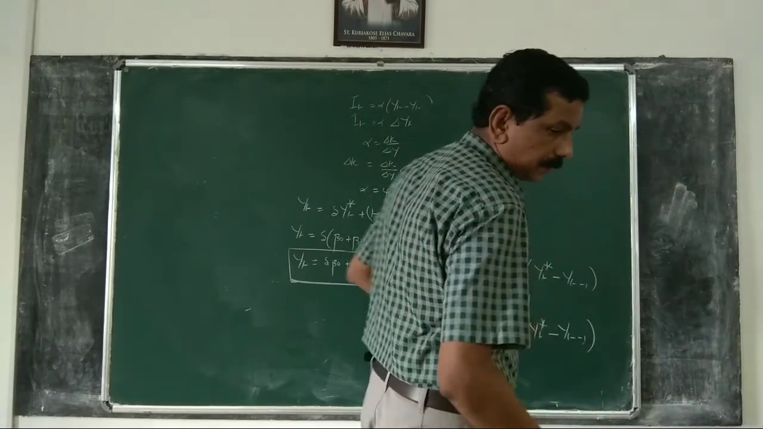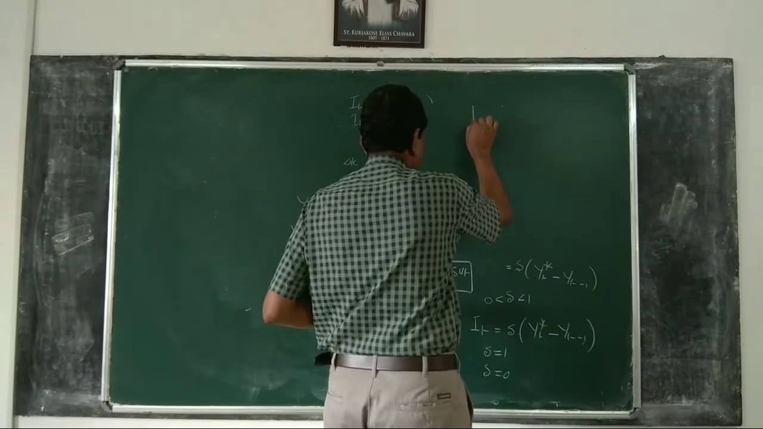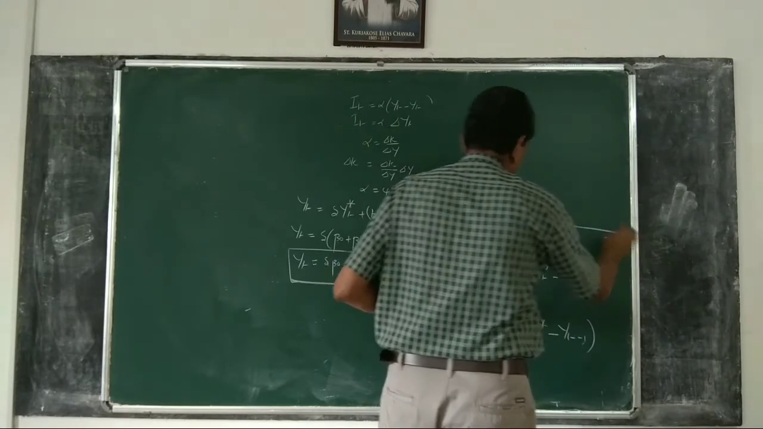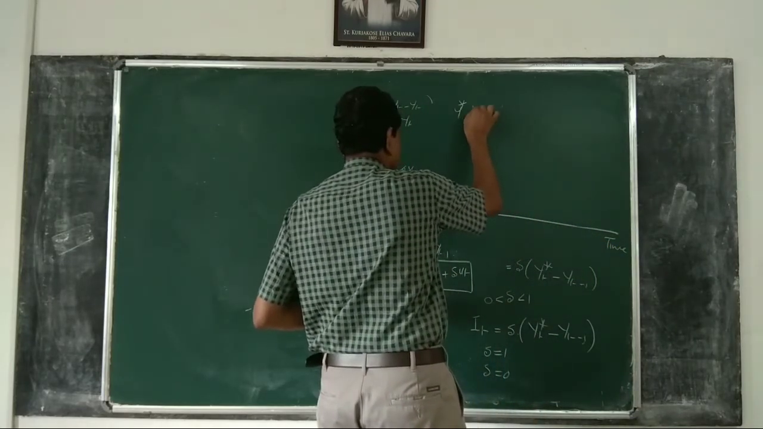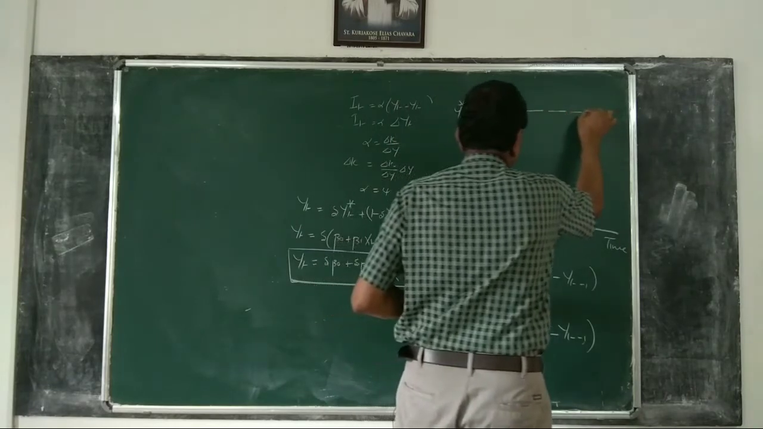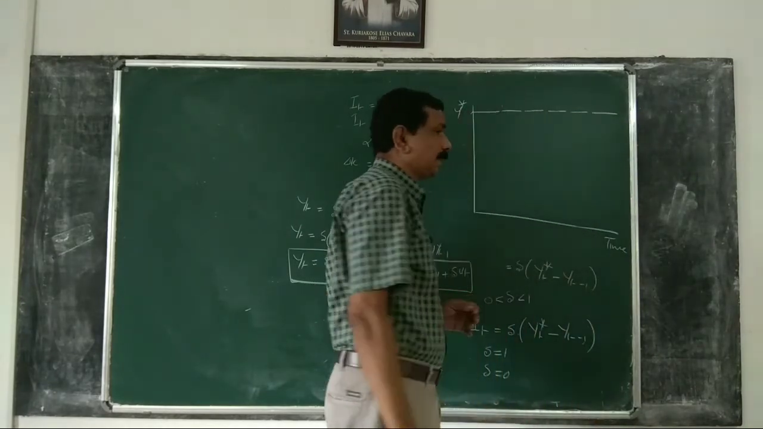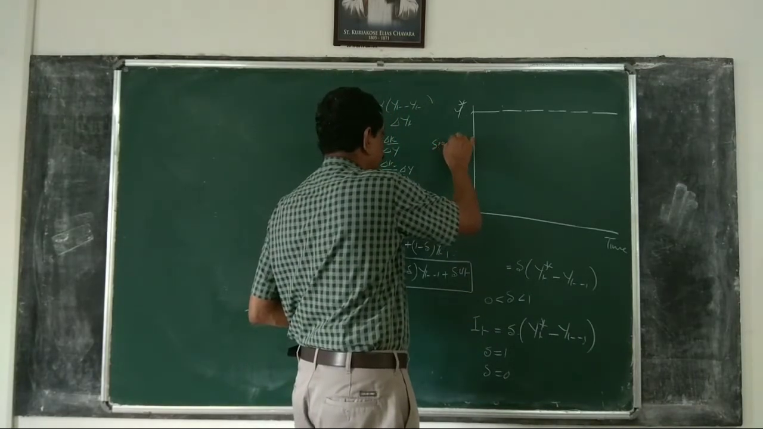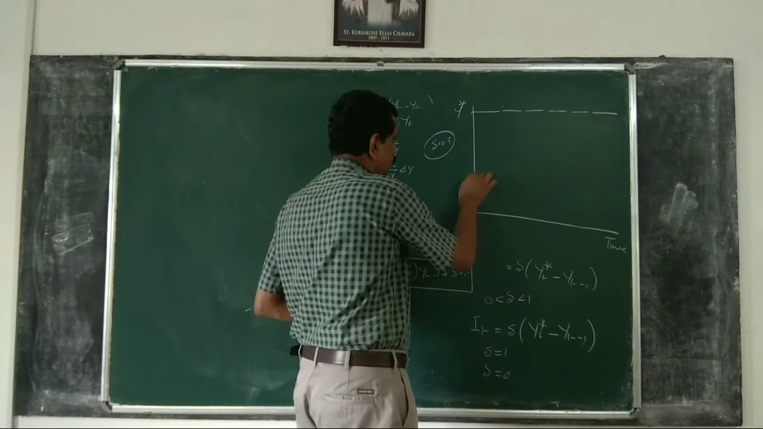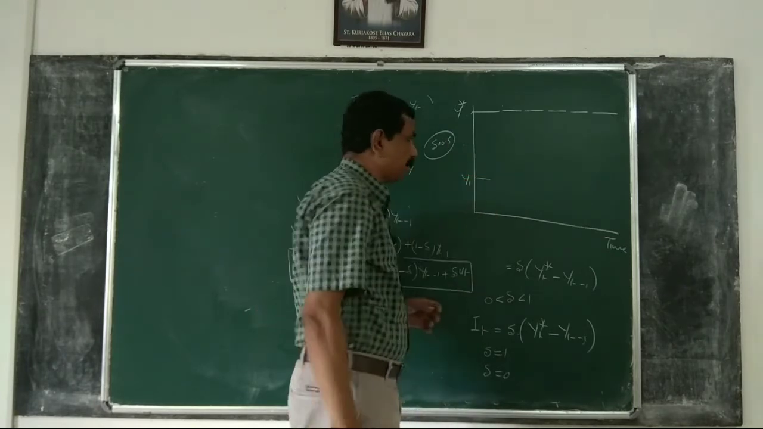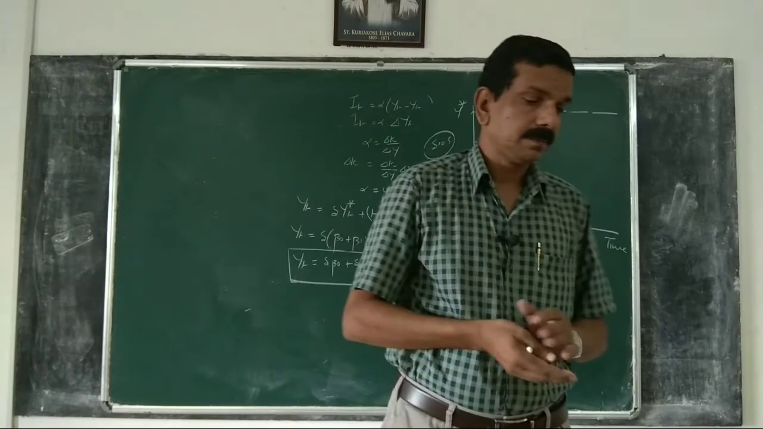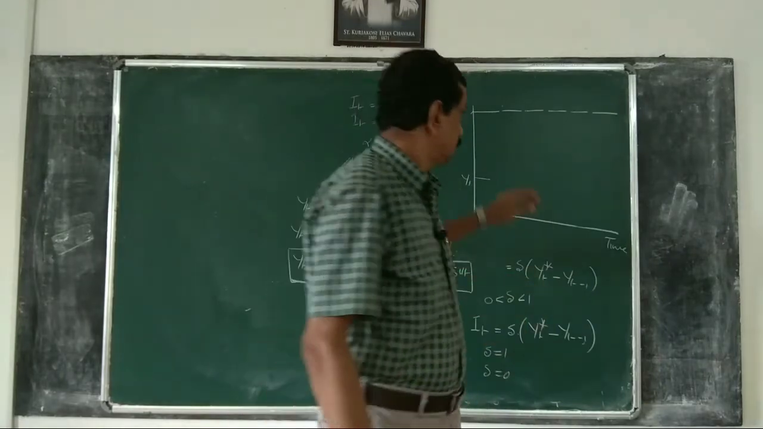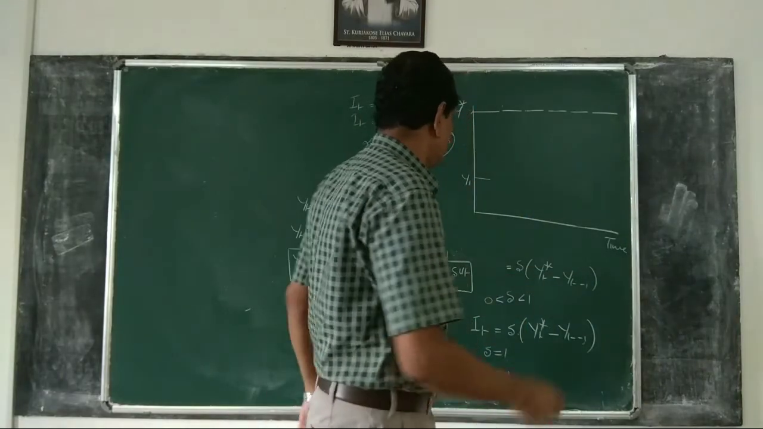Now, suppose that in the form of a graph, this is time and this is y star. Suppose that this is the desired stock of capital. Suppose also that this delta is 0.5. Initially, the level of capital stock observed is y1. The desired stock of capital is y star.